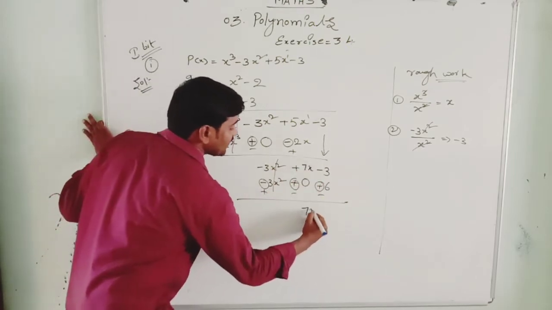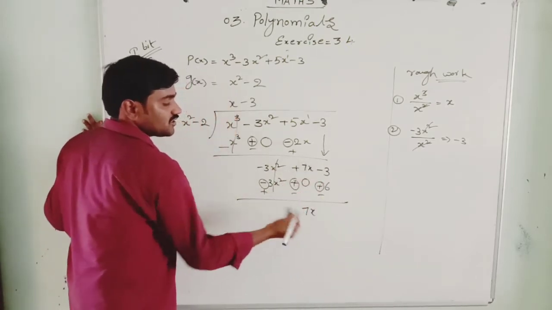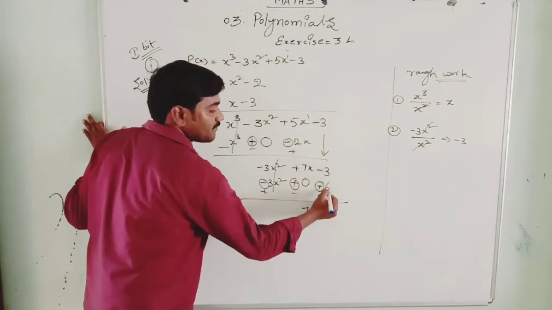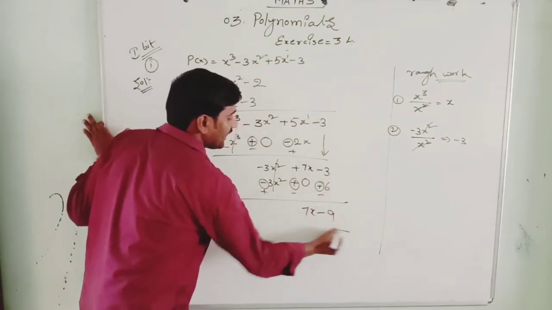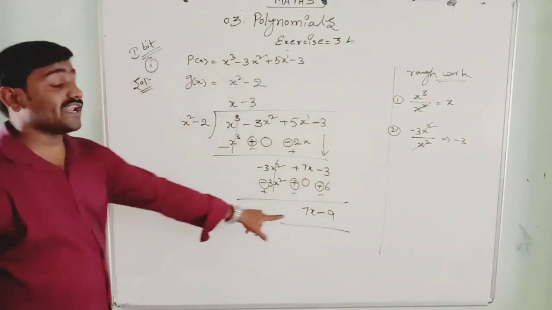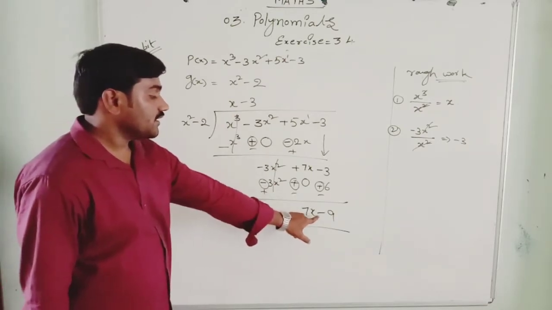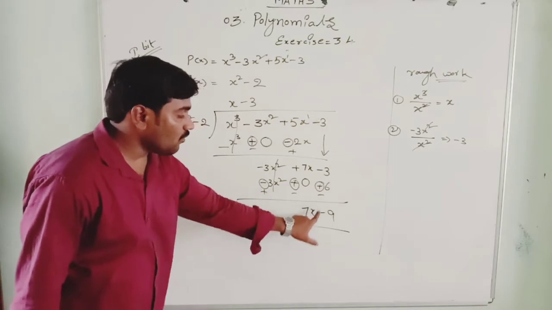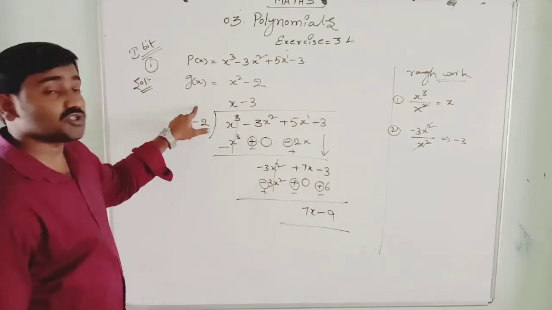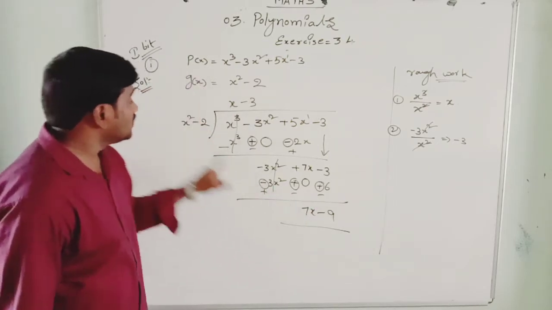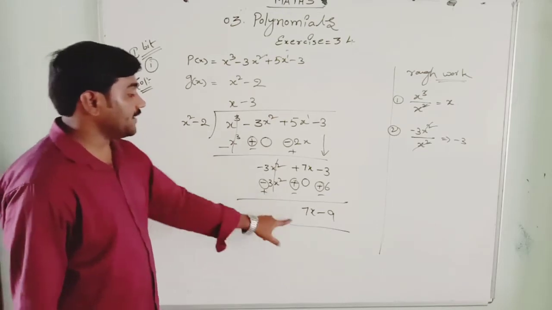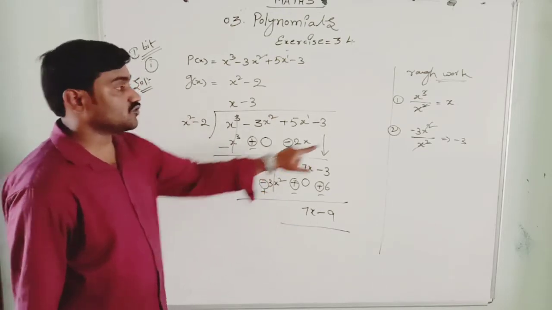Now here plus 7x will be left. 7x minus 0 is 7x. Here minus 3 minus 6, that is minus 9. Again you cannot divide further here. Why can't you do it? See, the degree of this polynomial is now 1. Here the degree of g of x is 2. The degree should be either the same, like x square. So we have done it.